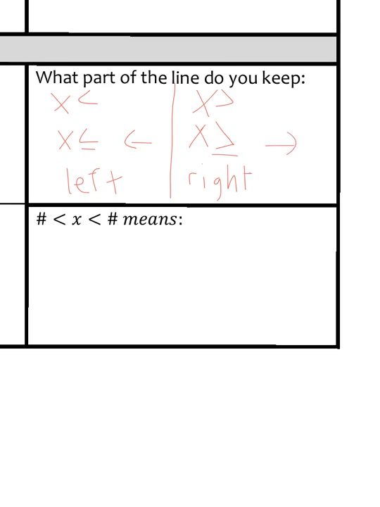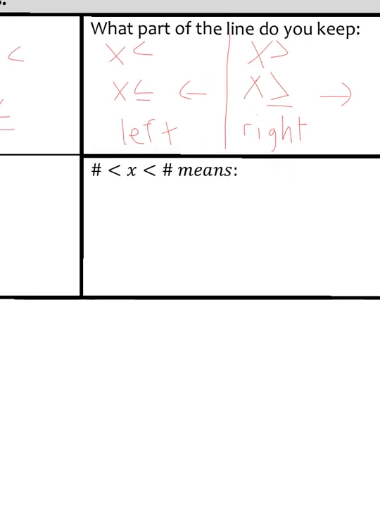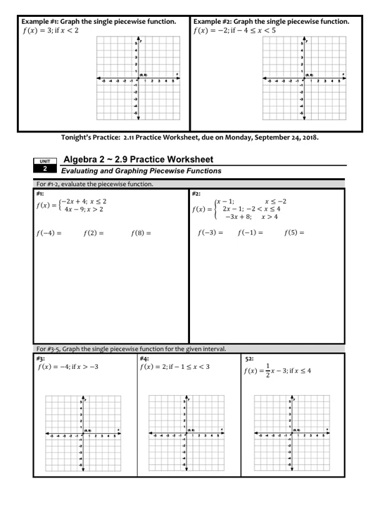And then I'm going to have this weird inequality where the x is in the middle, all of that stuff. What that's telling us is we want the part of the line that's in between. If you see this double inequality type, that means I want to keep the part in between it. So we're going to go to the other side of the notes and do a few examples.